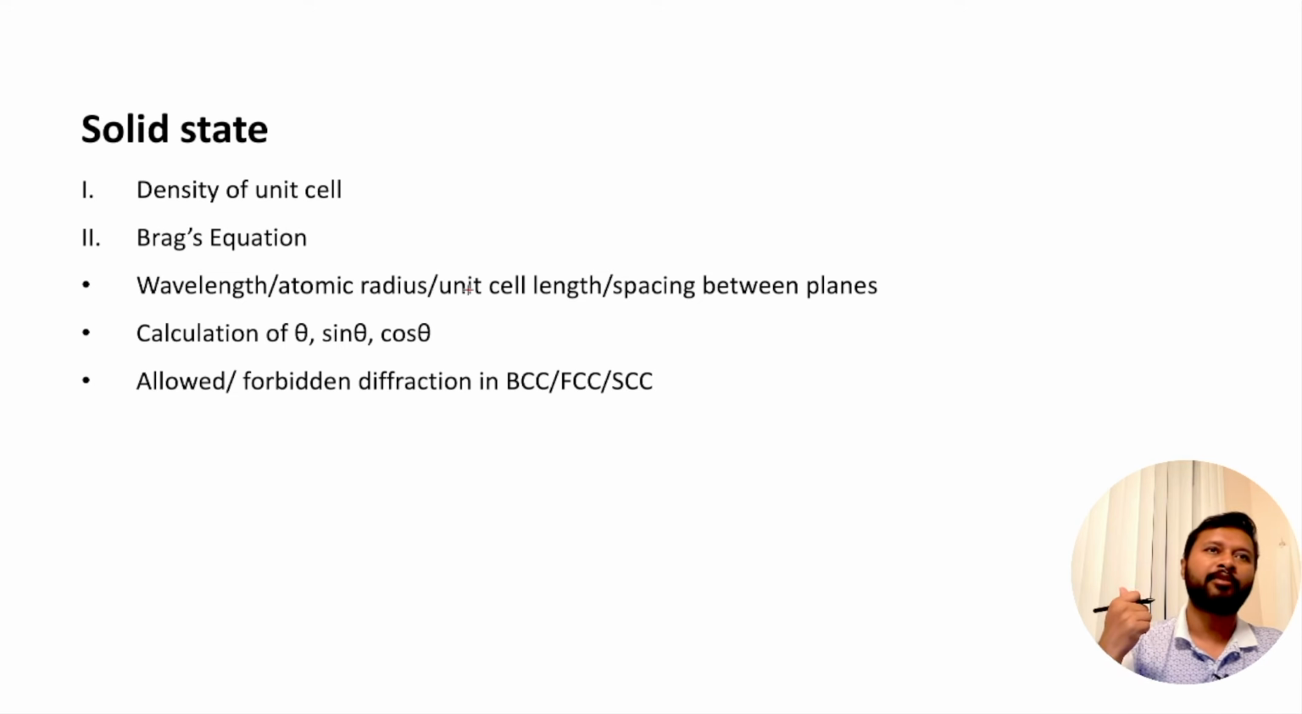For example, in simple cubic you are going to get one atom per unit cell. In body centered cubic you are going to get 2 atoms per unit cell. In face centered cubic you should get 4 atoms per unit cell, and what is the packing fraction of them, and all the things related to that.